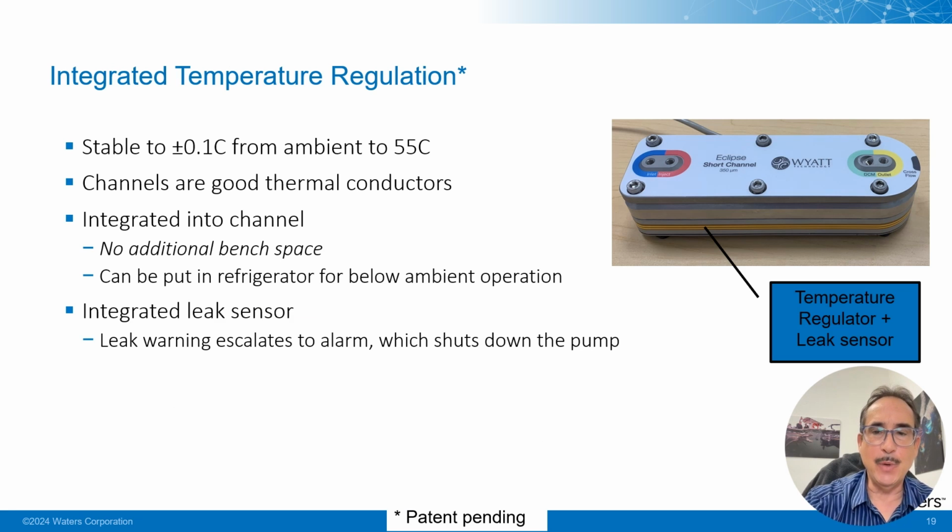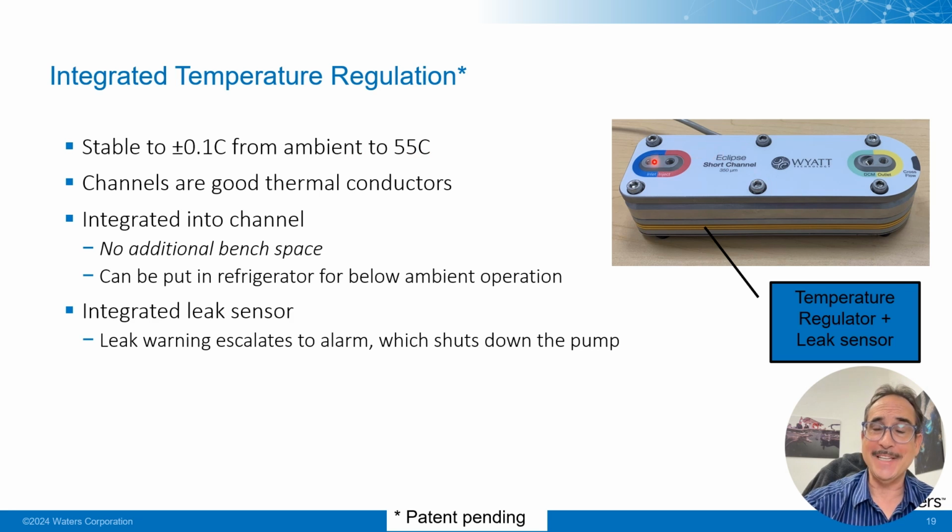And so this is the solution that we came up with. Because the channel is now all metal, it's good thermal conduction to the fluid, and so we integrated into the bottom of the channel assembly a temperature regulator. And so this little block will hold the entire channel assembly stable to 0.1 degrees C in the room, even with the air conditioning blowing on it. And it operates from ambient to 55 degrees C. You can put the whole thing in a refrigerator if you want to go below ambient, but it's very stable just sitting on the channel.